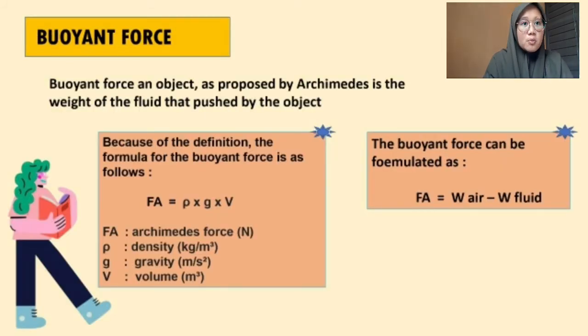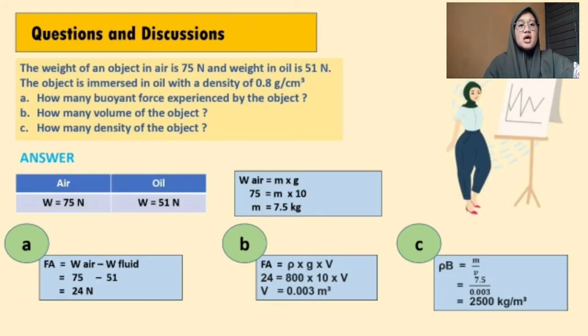Buoyant force. Buoyant force on objects, as proposed by Archimedes, is the weight of the fluid that is displaced by the object. Because of the definition, the formula of the buoyant force is as follows. Buoyant force equals density times gravity times volume. And the buoyant force can also be formulated as buoyant force equals weight in air minus weight in fluid. Okay, and this is the formula for buoyant force. And the next slide is question and discussion.